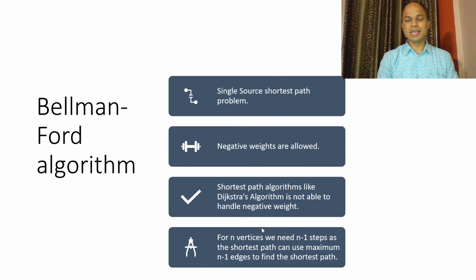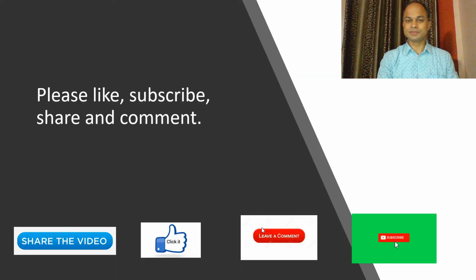Further, say we have n number of vertices. Then we need n minus 1 steps, because in n minus 1 steps, we can draw n minus 1 number of edges. And if we have n minus 1 number of edges, then we can reach from any vertex to all remaining vertices.